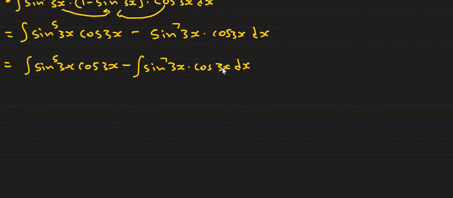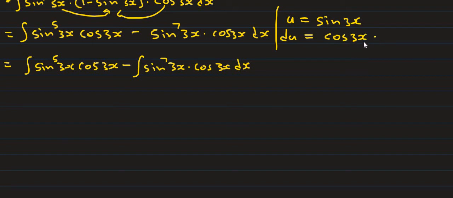Then what do we have now? We go on with u-substitution. Let u equal sine 3x. Then what is our du? Again the positive cos 3x, multiplied by the derivative of the angle, which is 3. So du over dx equals 3 cos 3x, then dx equals du over 3 cos 3x.